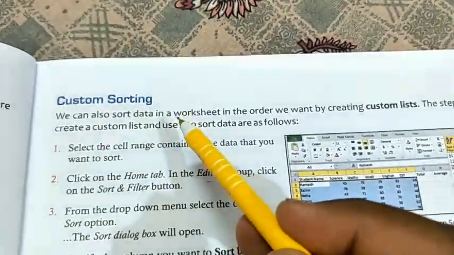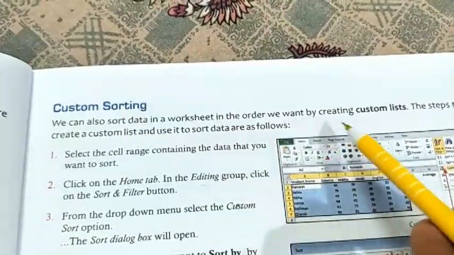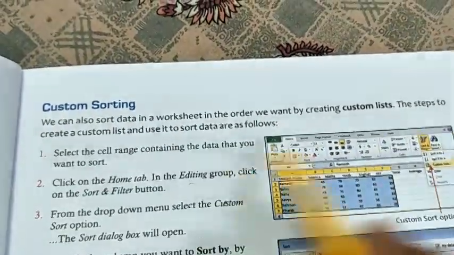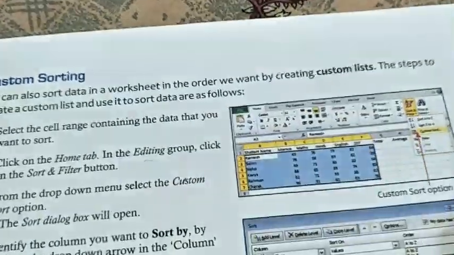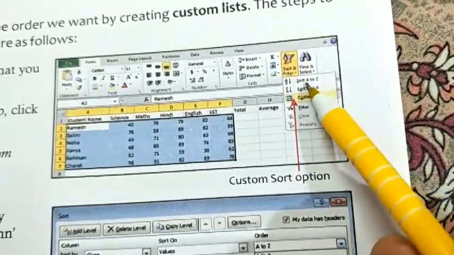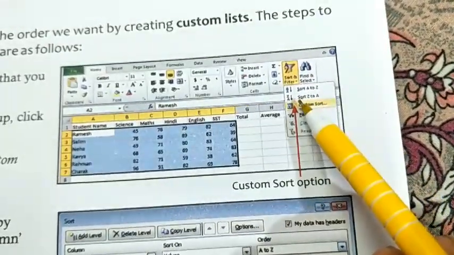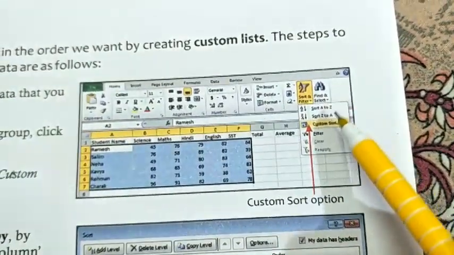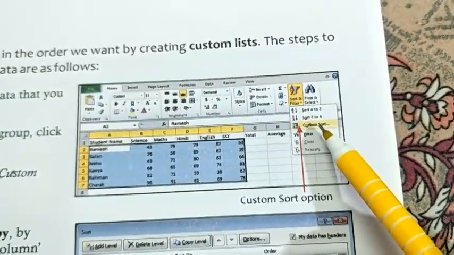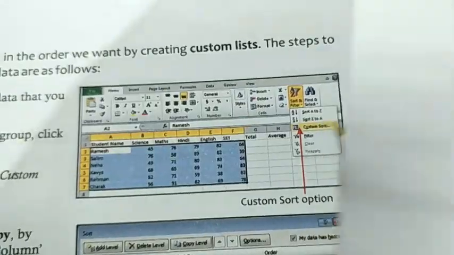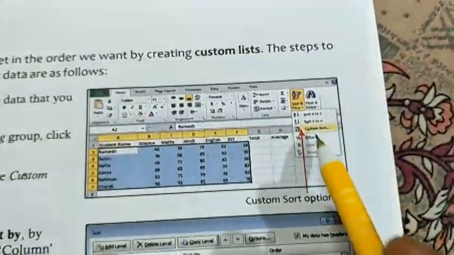We can also sort data in a worksheet in the order we want by creating a custom list. The steps to create a custom list and use it to sort data are as follows. Means when you click here, then you will see this option, sort A to Z, sort Z to A. Okay, so if you want to do the sorting according to yourself, then click here where custom sort option. Look here.